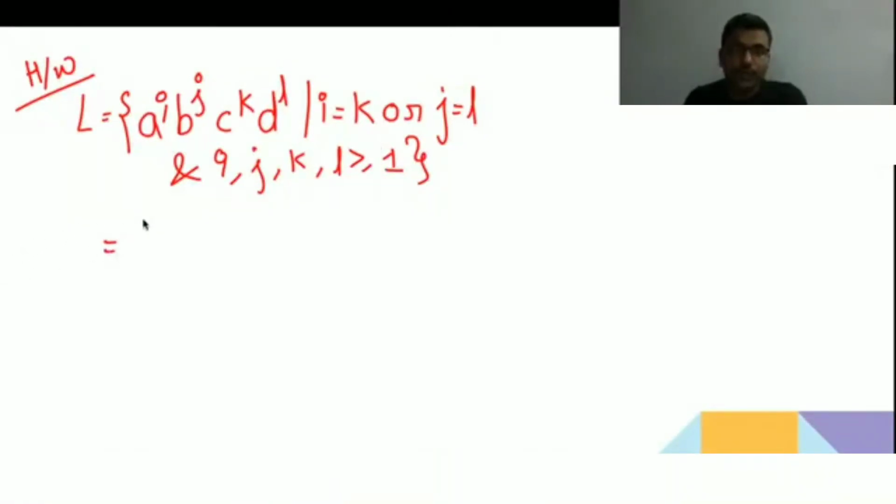So you can write it as: I equal to k or j equal to l, means either i will be equal to k or j will be equal to l. Either this will be satisfied or this will be satisfied, and i, j, k, l are all greater than or equal to 1.